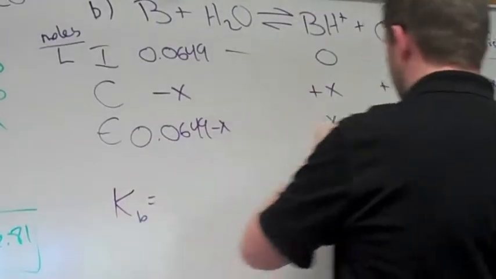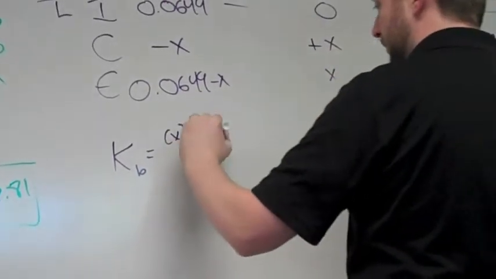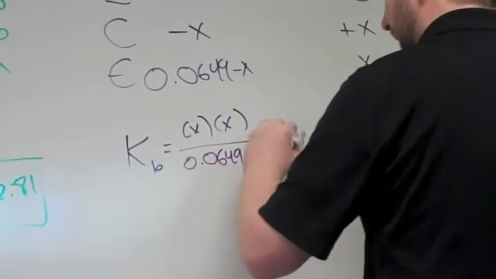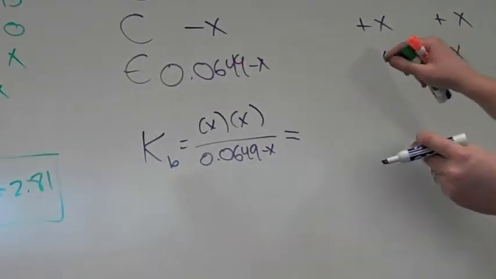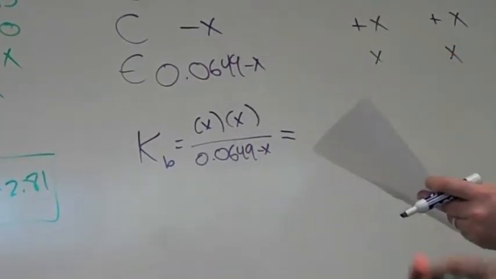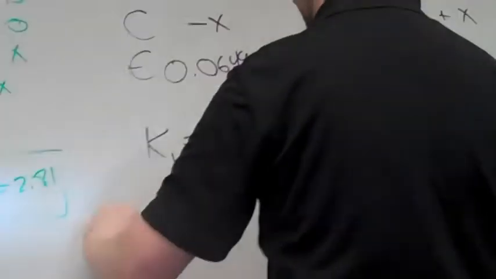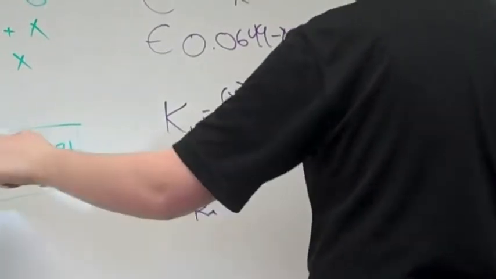Kb for this base is going to be the concentration of BH+, which is going to be X, times the concentration of hydroxide, which is X, all over 0.0649 minus X. This is going to be equal to the Kb value. Now, we're not given that for this base in the problem, but what we do know is Ka for the acid. So to find Kb for the conjugate base of that acid, Kb is going to be Kw divided by the Ka value for the acid.